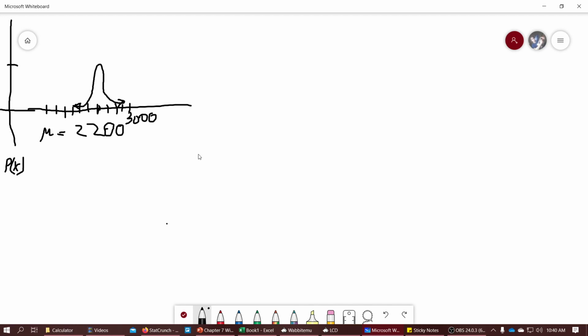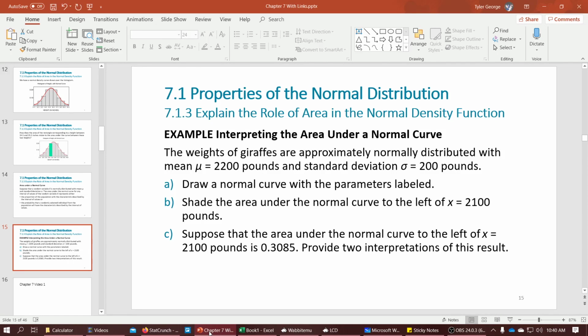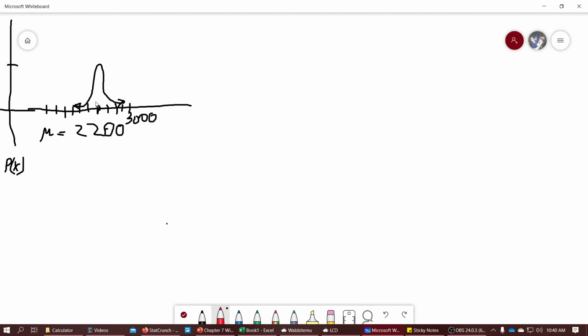Now, the shading. I'm going to switch pencil colors. The PowerPoint asks us to shade the area to the left of 2100. So if 2200 is here, then to the left of 2200 is about here, and we would shade this area in here. Again, I'm about to pull up StatCrunch so you can see a nicer, neater version of this. But we shade all the area to the left. Now, it doesn't technically stop there, it keeps going.